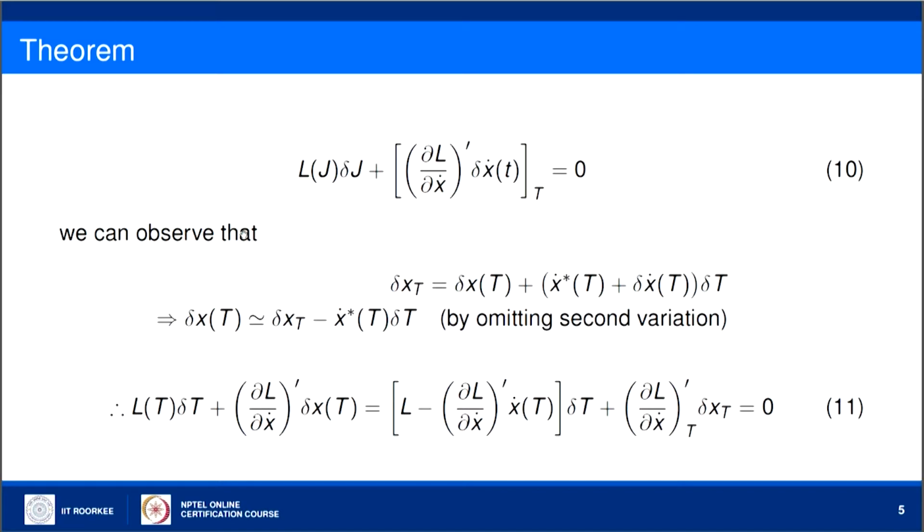Now, we can easily see this expression: del x suffix t is equal to del x of capital T plus x dot of capital T plus del x dot of capital T into del t. So, this we can see in the following way.